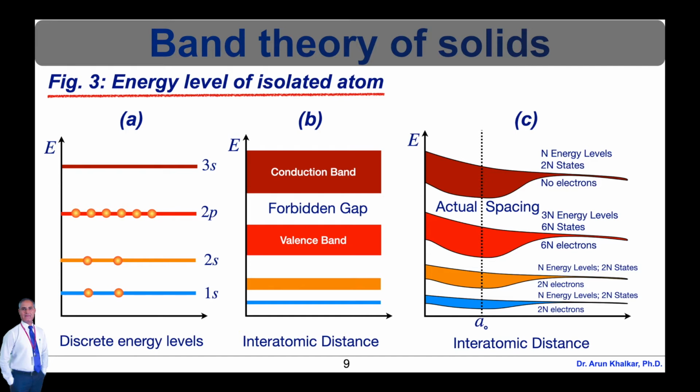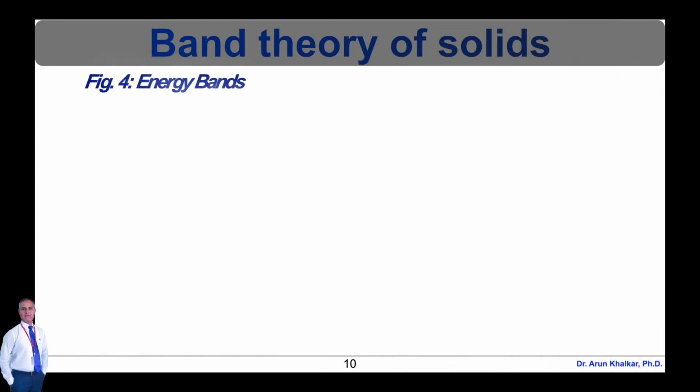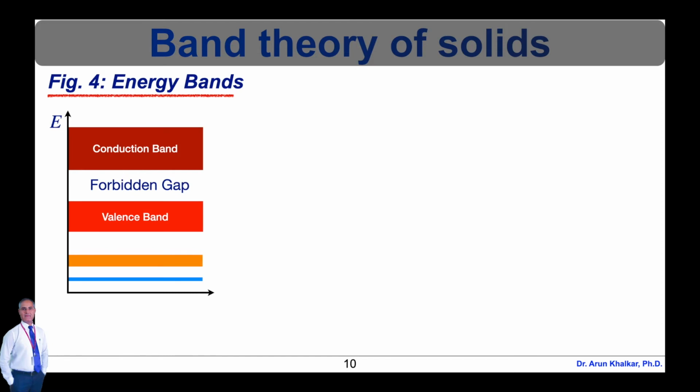As atoms approach each other, the interaction between them increases continuously. Each energy level splits into many distinct levels and forms energy bands. Figure C sliced at small a naught represents the energy band structure of the crystal. Corresponding to each allowed energy level of an isolated atom, there forms an allowed energy band separated by forbidden bands of energy. Here figure number 4 shows energy bands, in which let's see first the valence band.